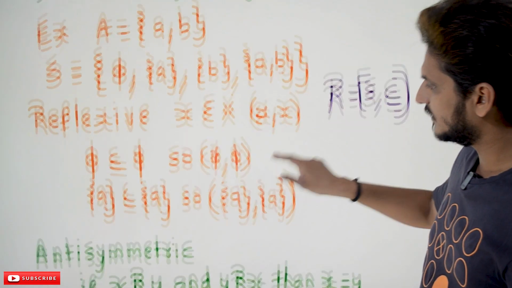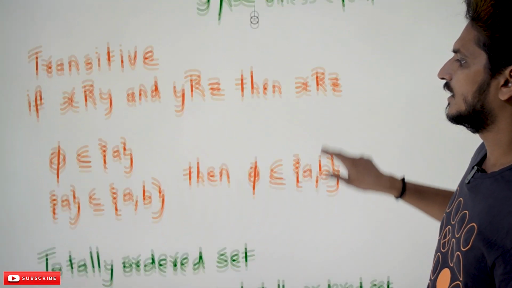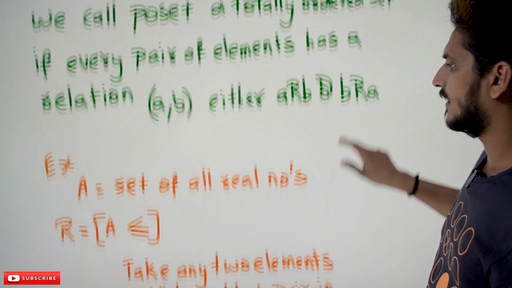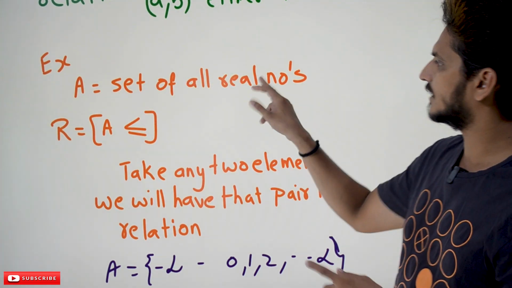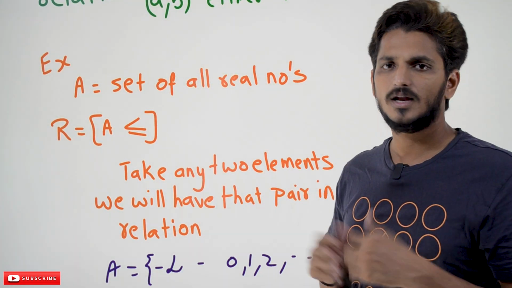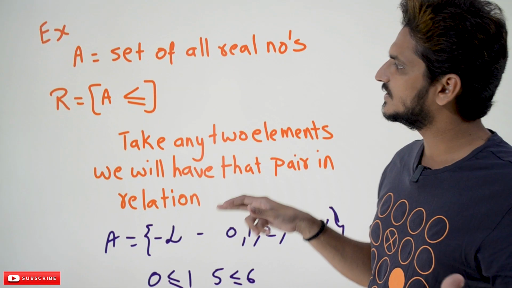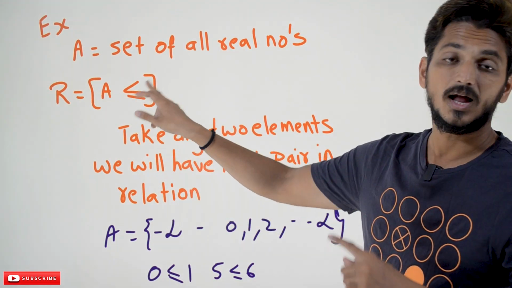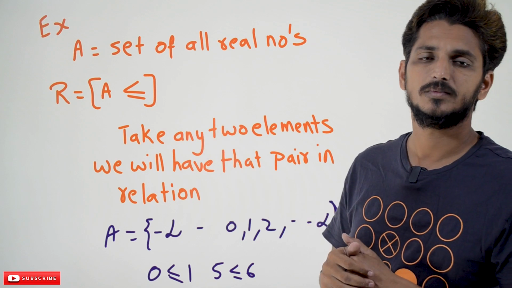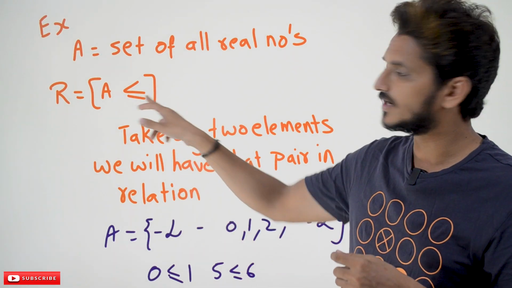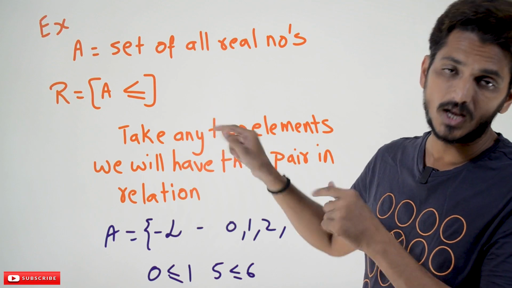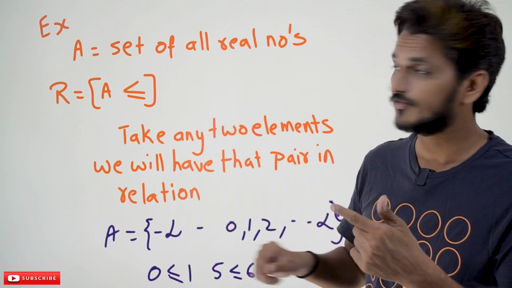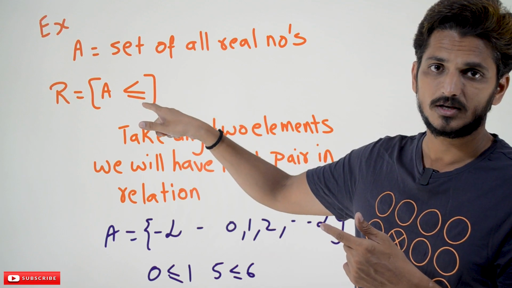With an example, we take this example. See, let's take that A is equal to the set of all real numbers. Real numbers means you take it from minus infinity to plus infinity. Our relation R is equal to A comma less than or equal to. Our relational operator is less than or equal to. It is a totally ordered set. First we need to check whether it is a POSET or not. Yes, it is a POSET.